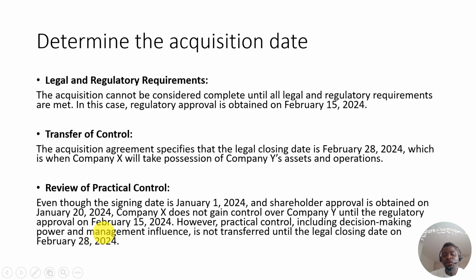If this legal closing date is not there, we will say February 15, 2024, which is the regulatory date, will take precedence over the shareholder approval date and the signing date. If that is not there, we also look at the shareholder approval date. So those are the ways to look at the acquisition date. However the question may come, using these three criteria, you will be able to determine the acquisition date.